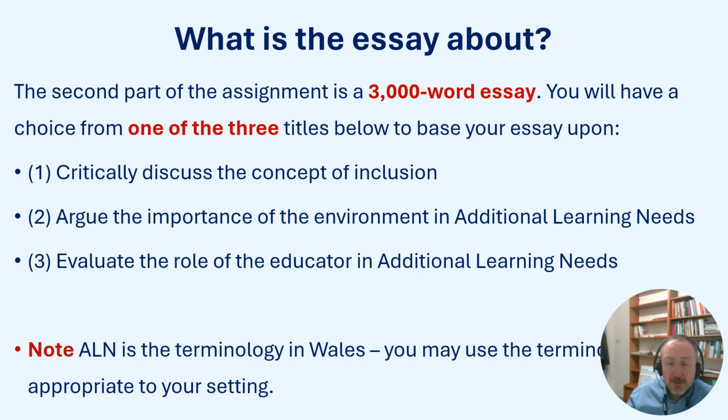The second assignment then is a more straightforward essay, and we've all written essays before, so perhaps we have a better understanding of what an essay entails. This 3,000 words counts for the remaining 75% of the mark, and you will choose from one of these 3 titles below. You will either critically discuss the concept of inclusion, and we will start to unpick this concept together in class next week, or you will look at the importance of the environment in terms of additional learning needs.